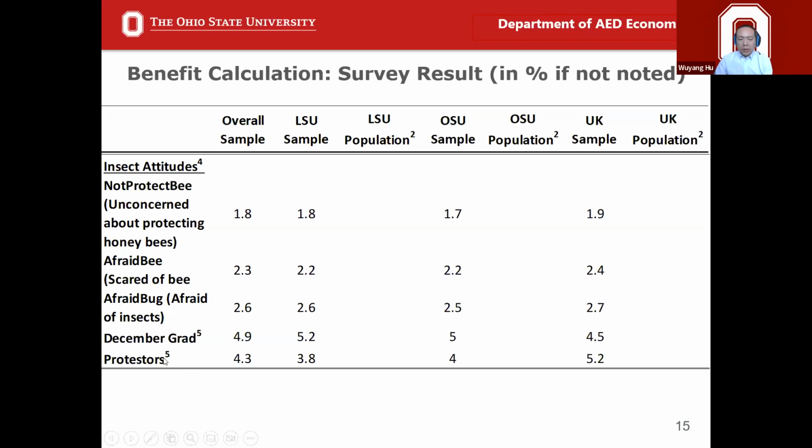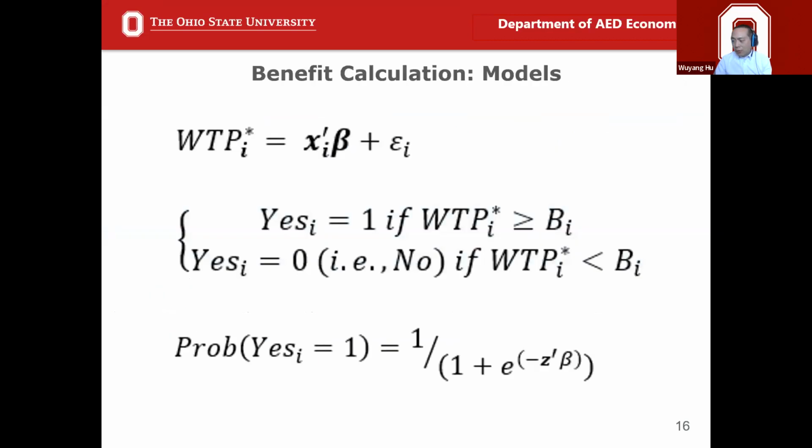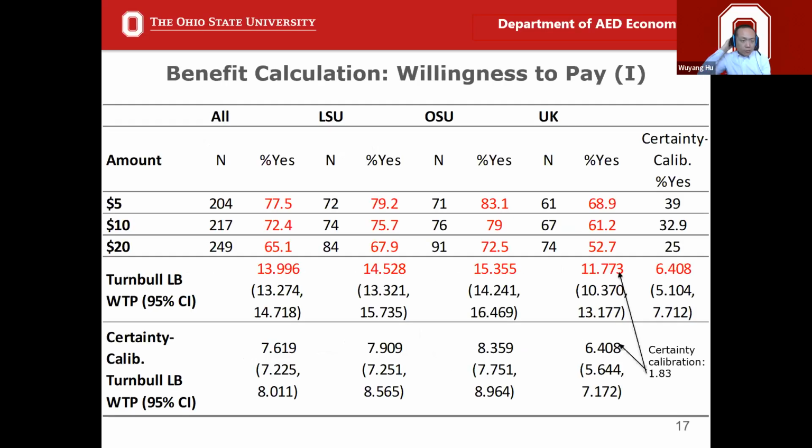There is more percentage of folks belonging to the protester category. And finally, if you remember the 4 treatment groups: control group, the fee reminder group, the follow-up, the combined group, and the sustainability fee group, they're relatively equally split in our 4 treatments. Models. In the interest of time, I only have maybe 12 minutes to go, so I'm not going to spend much time talking about the models. So let's look at the result.